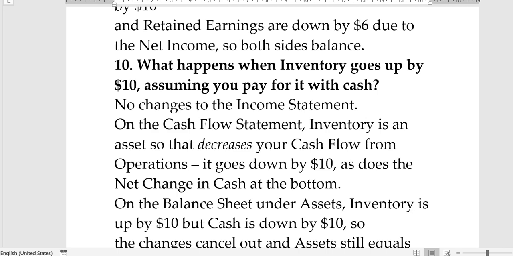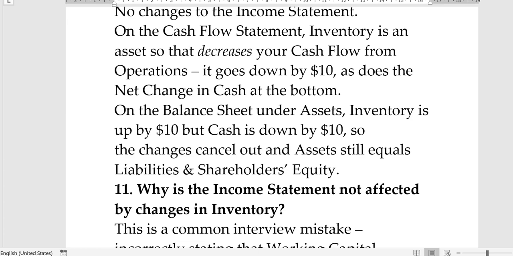So the net change in cash at the bottom is down by 10. On the balance sheet, under assets, inventory is up by 10 and cash is down by 10. So the changes cancel out and the assets will equal the liabilities and the shareholders' equity.